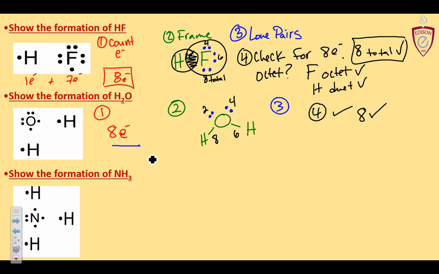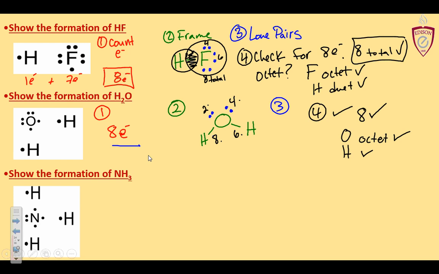Around my oxygen, again, I have 2, 4, 6, 8. Oxygen's octet is clear. So the O octet is good. Check. And H's duet, if you will, is also checked. Filled. Beautiful. Nice.